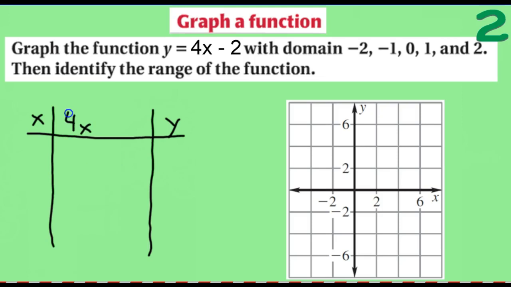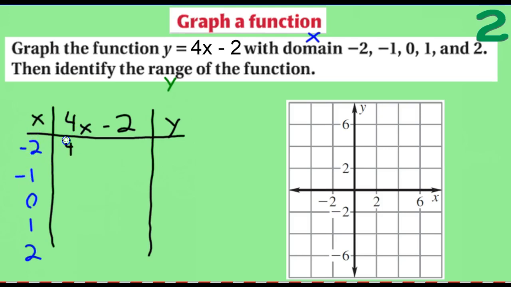So 4x minus 2. Now the domain is always going to be our x. So our domain is -2, or our x is -2, -1, 0, 1, and 2. The range will be our y. Now we don't know our y yet, so we have to figure out what that is. How we're going to do that is replace this x with the x's that we have.